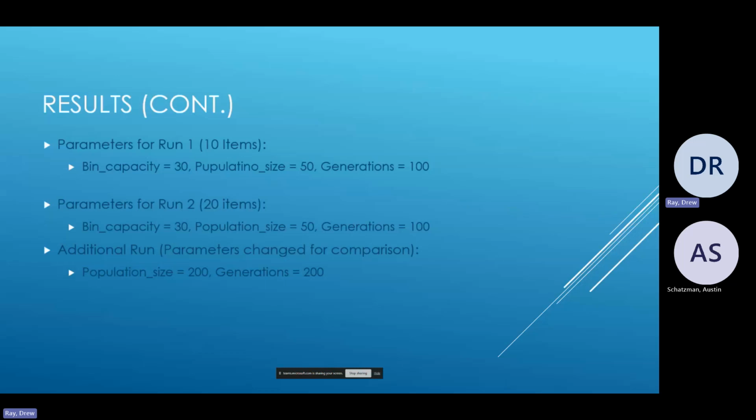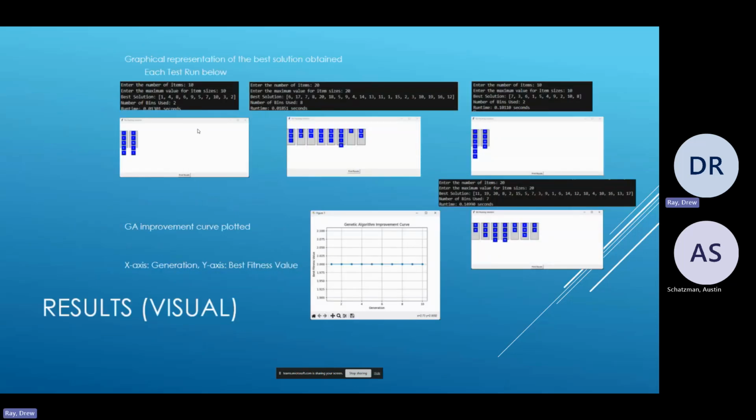The other run, we did 20 items and 20 max size. We used the same bin capacity, same population size, and generations. We just changed the max items. Later, just to show, we also did an experimental run where we left the bin size the same and used the same parameters as runs 1 and 2, but upped the population size and generations to 200 and set those as the same, to see how that would affect our outcome. I'll move on to the next slide where each test can be shown.